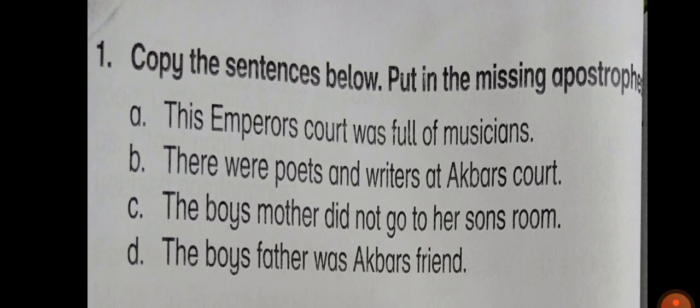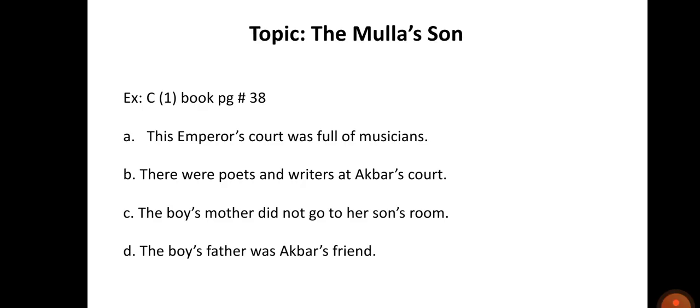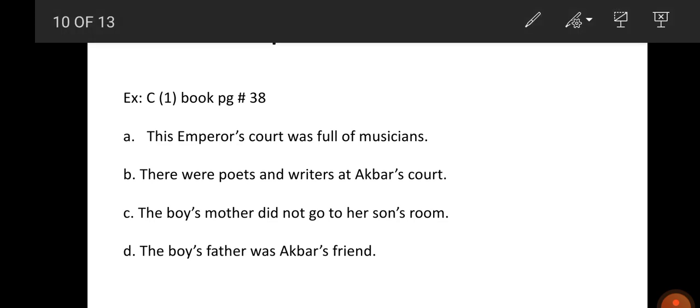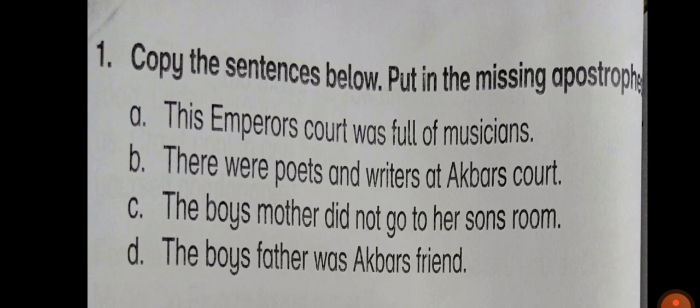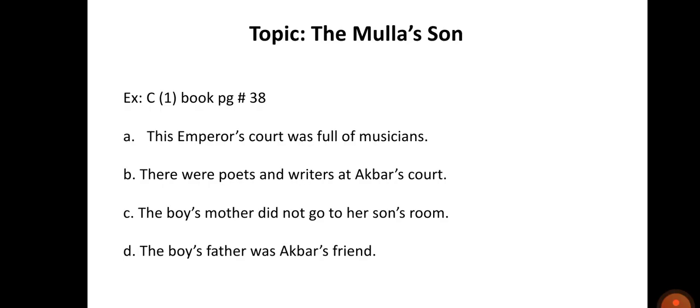So let's start with the first sentence. The first sentence was, this emperor's court was full of musicians. So students, you can see that here emperor's court means we are talking about the court that belongs to the emperor. So we should add apostrophe with emperor. Here I have added apostrophe with emperor because s was already there, so we just have to put in the missing apostrophes. Wherever apostrophe is missing, we have to add it.